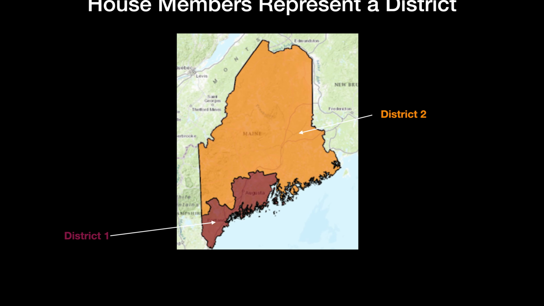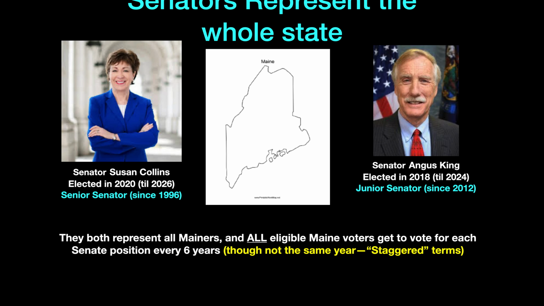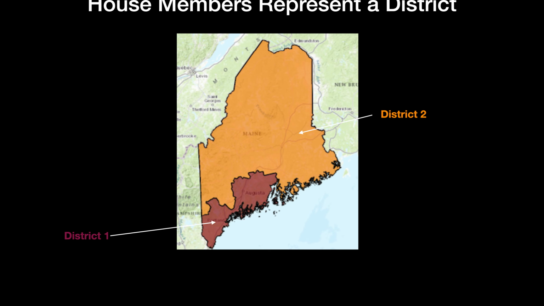House members are different. They represent a district, and here's our state. Your member of Congress, your member of the House, depends on where you live in Maine. Now, in the Senate, all Mainers are represented by two people, Susan Collins and Angus King, two senators. Each American has one representative in the House. So there are two from Maine, but my representative is actually different than your representative, and here's how.